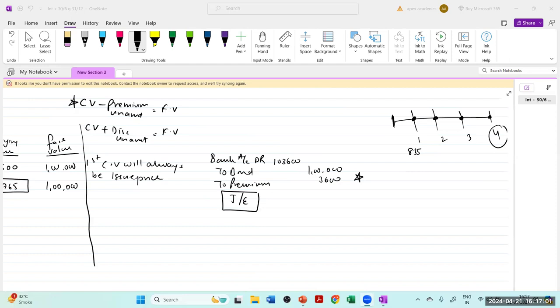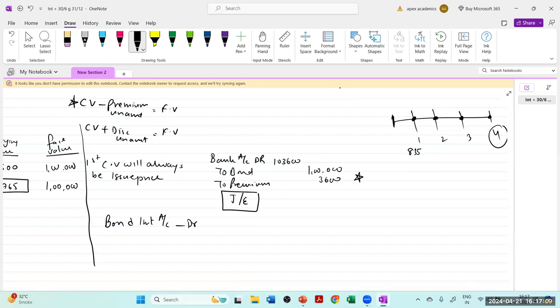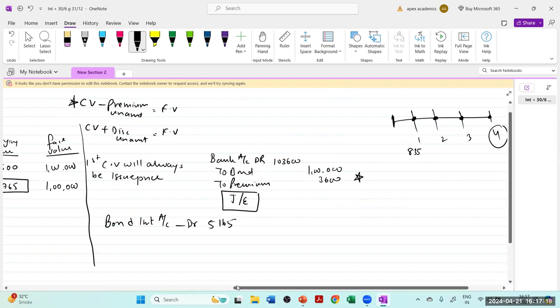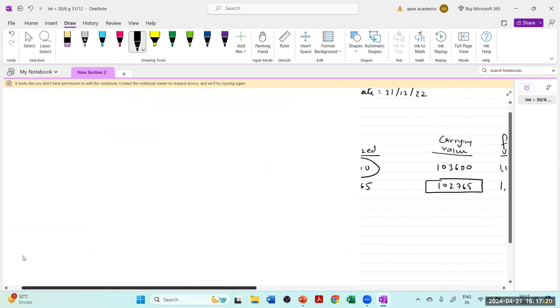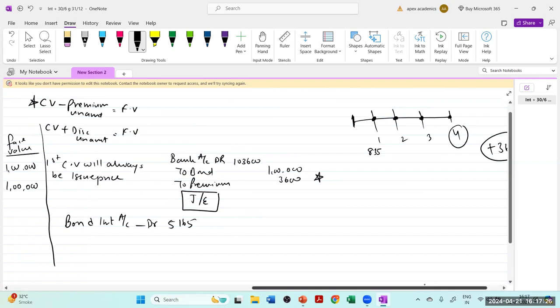As per accounts, debit all expenses and losses. Bond interest account debit. What is your interest amount for your bond interest? Your interest is 5,165. This is your bond interest expense. How much bond expense in cash are you paying?